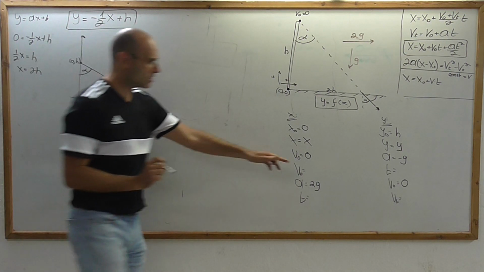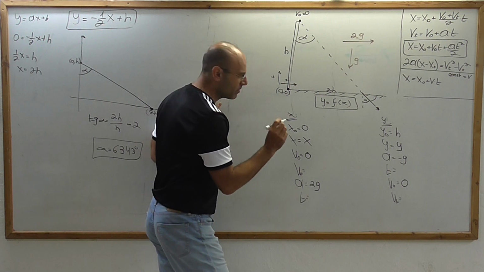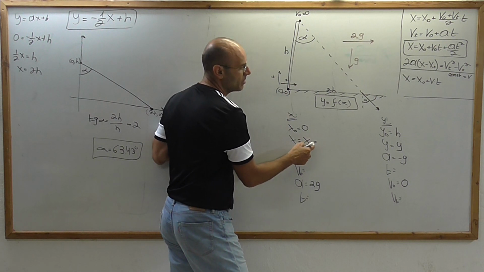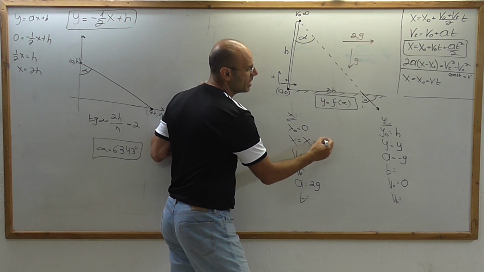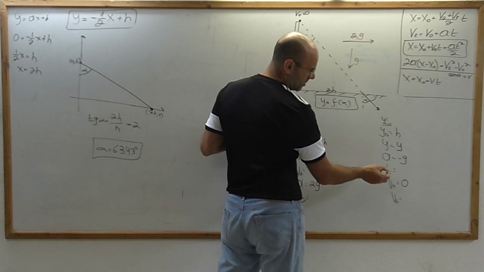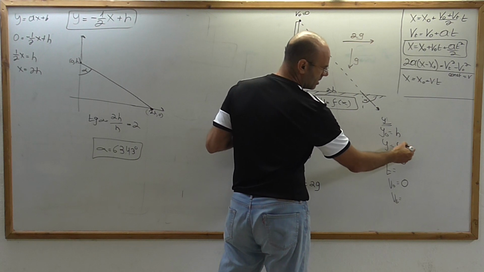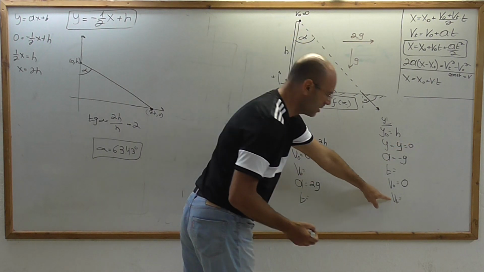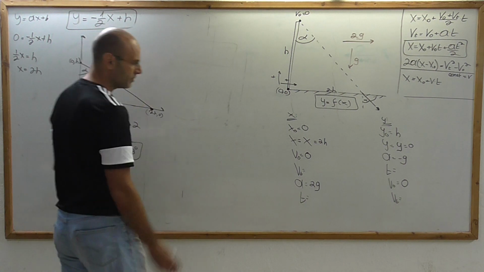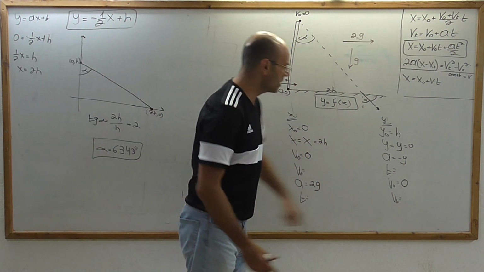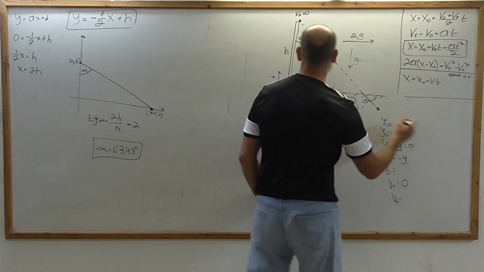Let's find the final velocity again. So if you want the final velocity, we know that the final x is 2h, and the final y is 0, and then we can find the v final. And the t, if you want the t, I wiped it off. Anyway, let's use this equation, okay?